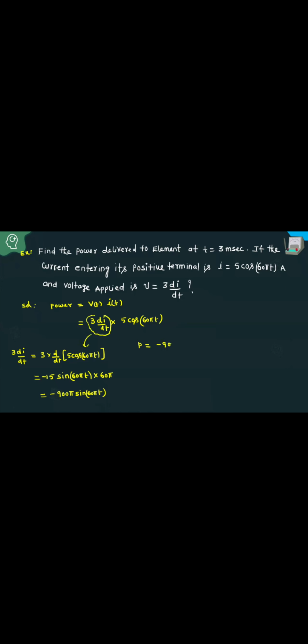This is minus 900 pi sine 60 pi t into 5 cos 60 pi t. Now you substitute here minus 900 pi sin 60 pi t. What is t equal to? t equal to 3 milliseconds. You have to substitute 3 milliseconds: 3 into 10 power minus 3 into 5 cos 60 pi t, where t is 3 milliseconds.